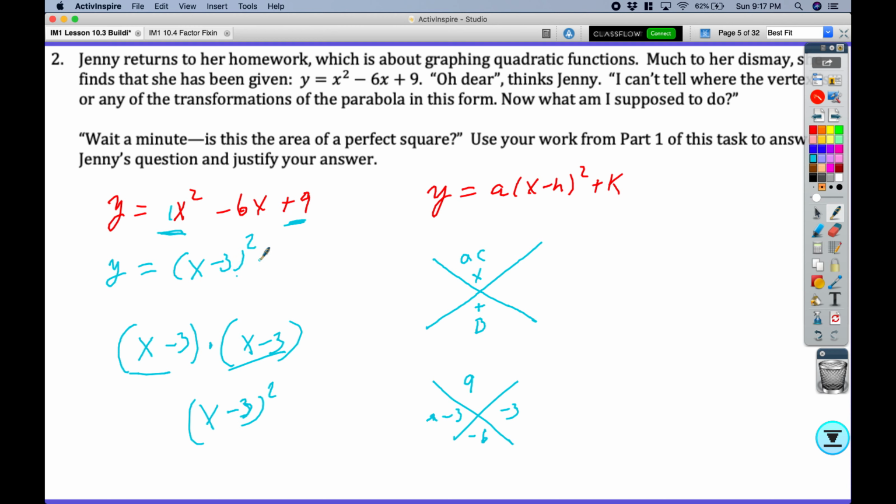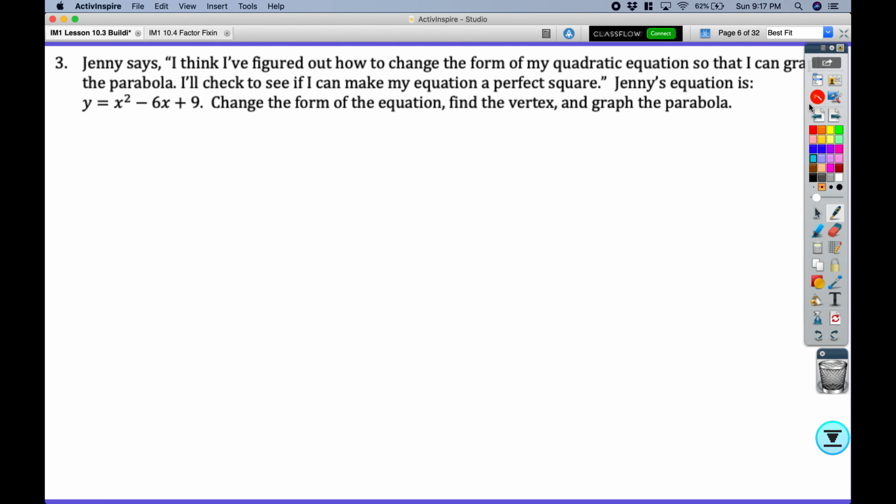So right here, I have like a plus 0. So my vertex there, yes, you can tell what your vertex is. It's positive 3, 0. All right, so let's go ahead now and look at this. Jenny says, I think I figured out how to change the form from my quadratic so that I can get the parabola. I'll check to see if I can make the equation a perfect square.